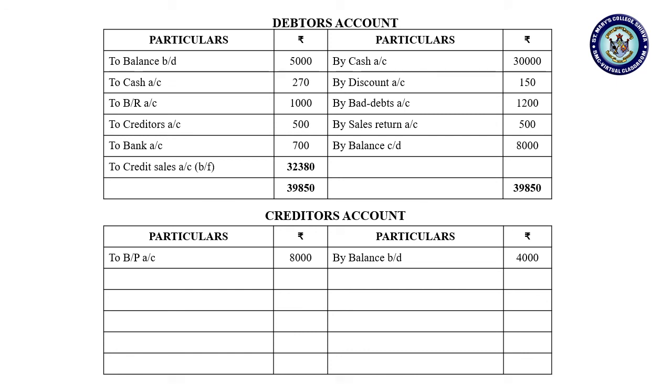Next, after that, cash paid to supplier. So what is the journal entry? Creditors account debit to cash. Again, it is to cash account. To cash account 20,700.